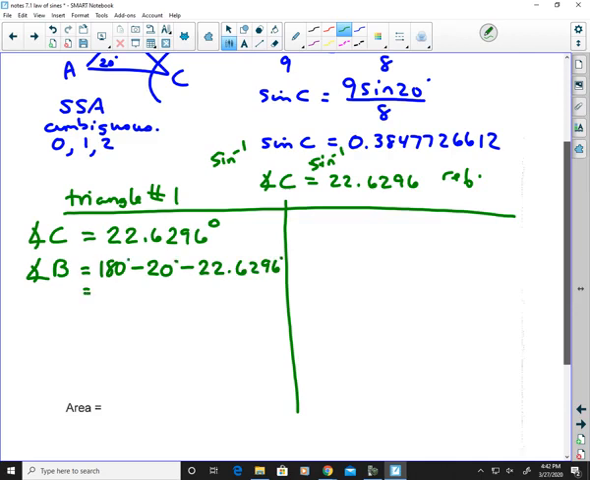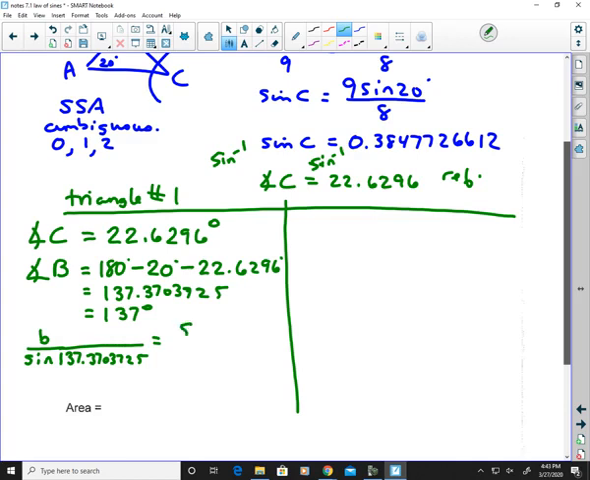Angle B is, let's see, 137.37. I will round that to 137 degrees, but I'll use the long number in my calculations for side B. And so side B over sine of the B angle, 137. Okay, there's my long angle. That will equal, and since I know everything about A, that will be the side relationship that I use.